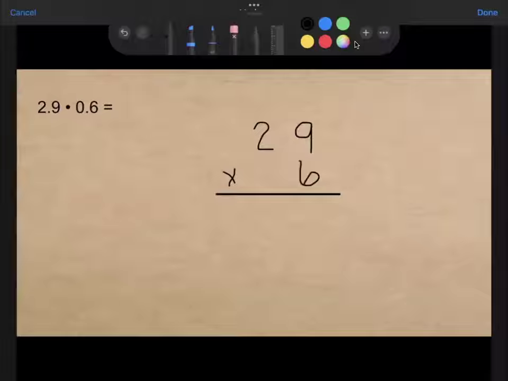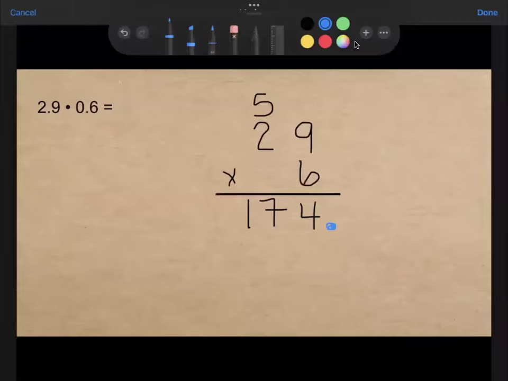9 times 6 is 54, so I'd put a 4 here and a 5 up here. 2 times 6 is 12, and 12 plus 5 is 17. So I'd end up with 174. Now it's time for me to deal with the decimal. So what I'm going to do is put a decimal after my answer, after I finished multiplying.